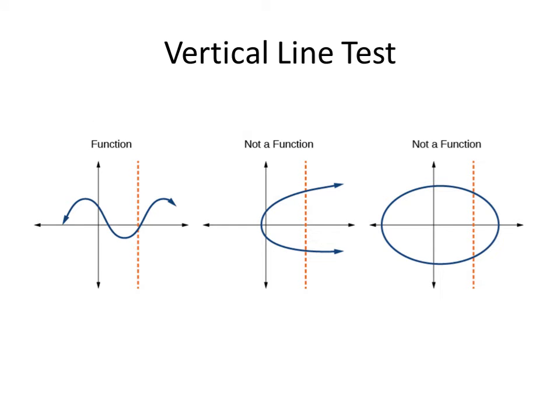Vertical line test. The vertical line test can be used to determine whether a graph represents a function. If we can draw any vertical line that intersects a graph more than once, then the graph does not define a function because a function has only one output value for each input value. Look at some examples from the given figure.